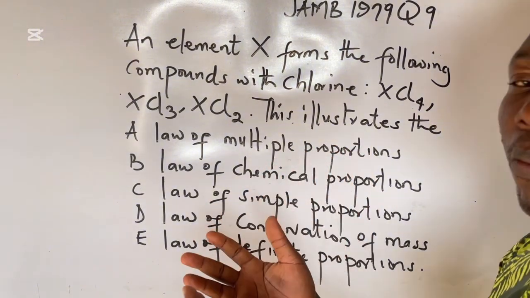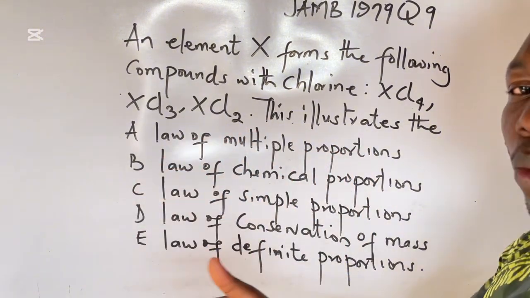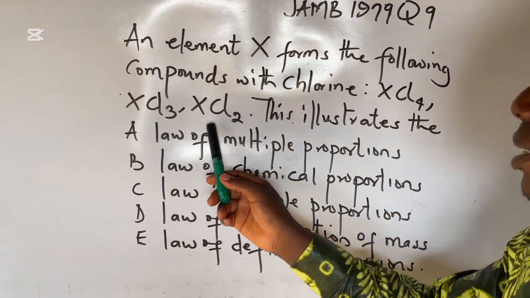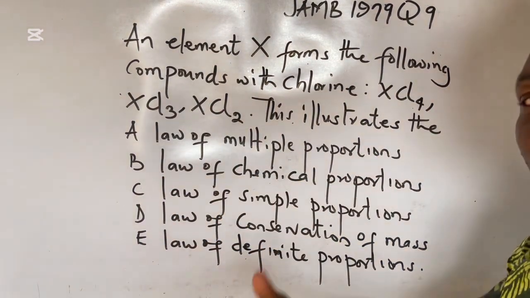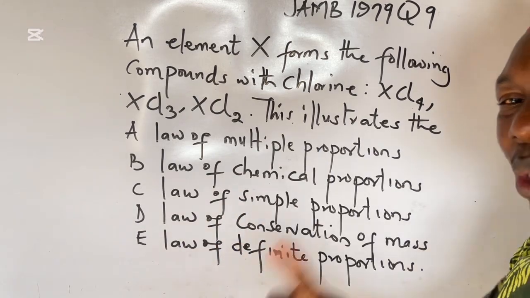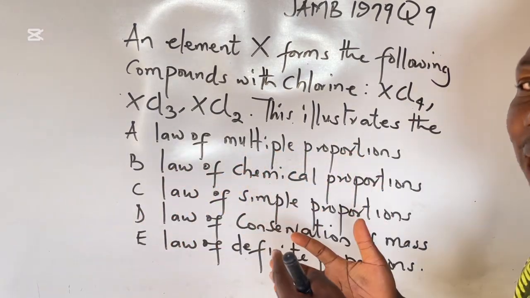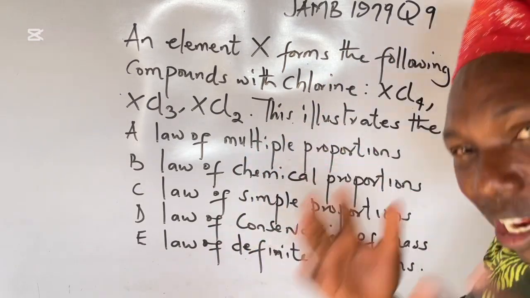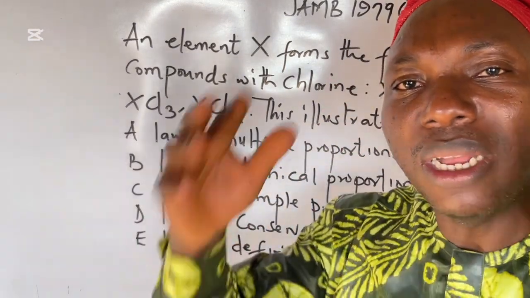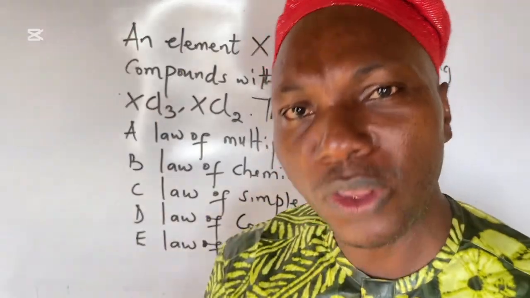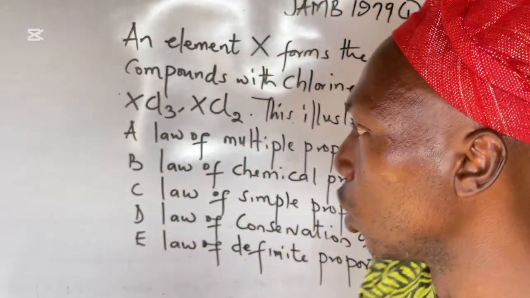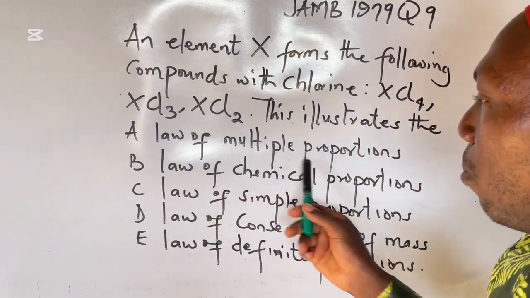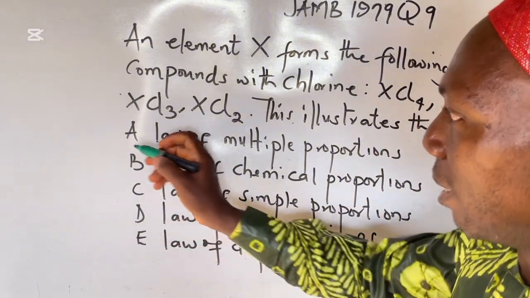When two elements combine to form more than one chemical compound, look at the compounds SCl4, SCl3, SCl2, then the masses of one element that combine with a fixed mass of the other element are in a simple whole number ratio. And that is what I've stated now is called the law of multiple or variable proportions. And that is the answer: law of multiple proportion. That's our answer here.